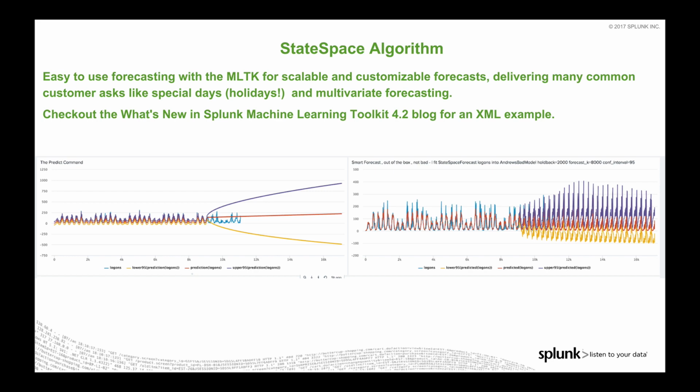And also another thing that customers kind of want to do is they want to do some multivariate forecasting. They want to forecast multiple values into the future all at the same time and have the different periodicities actually interact with each other and create a richer forecast into the future.